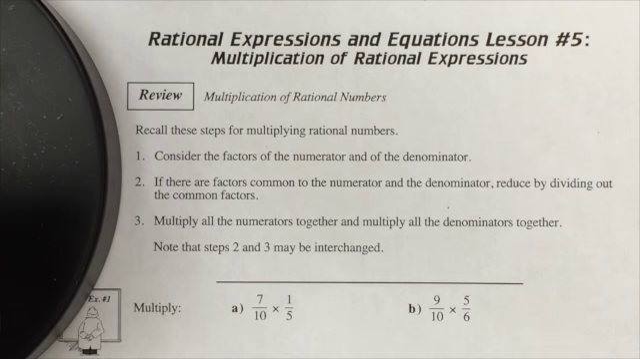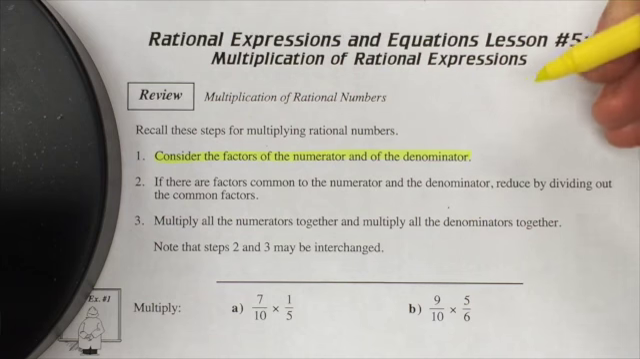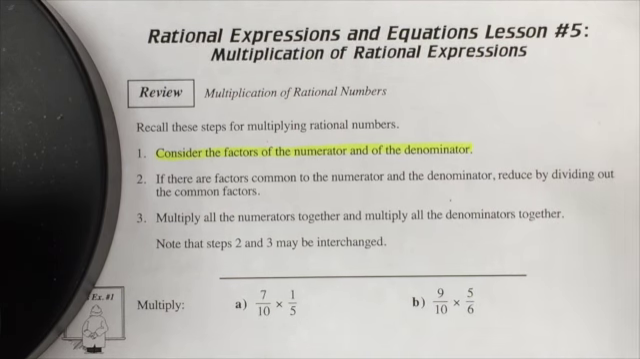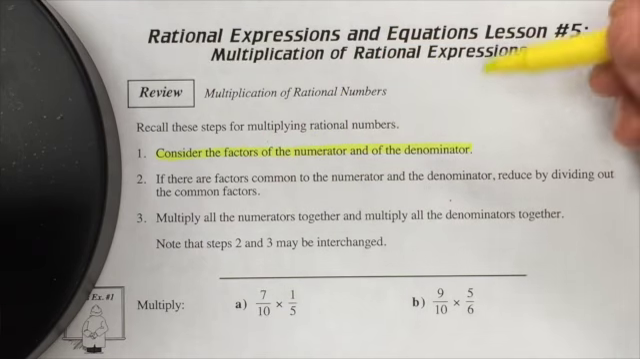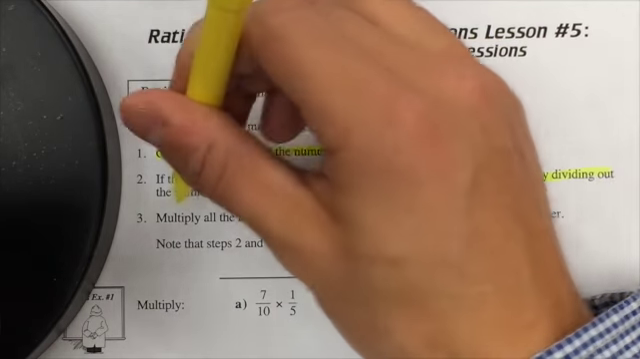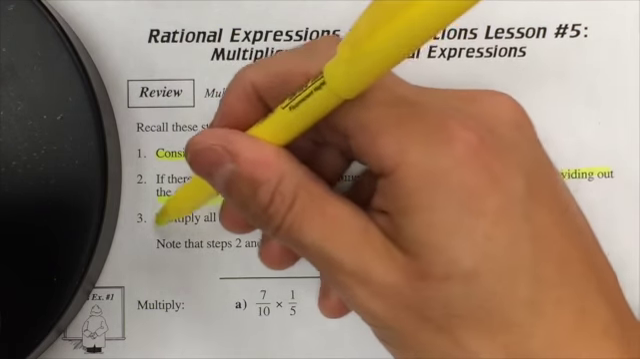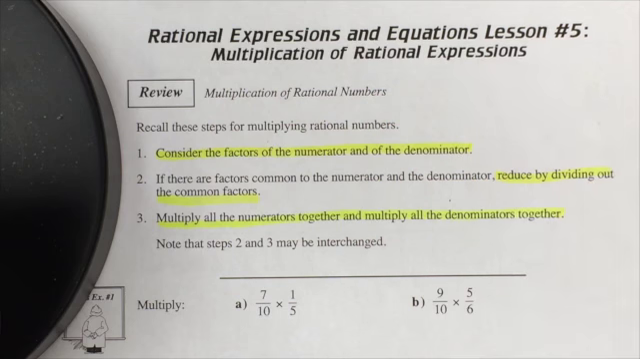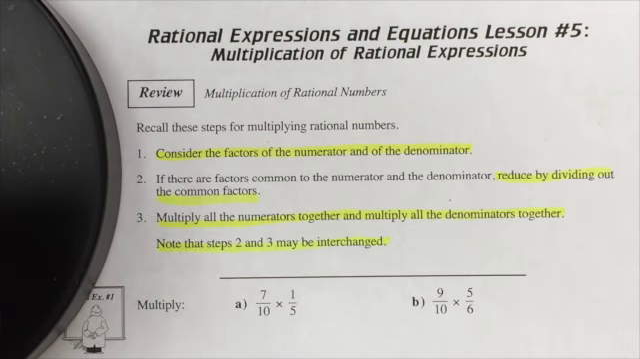So, when we're multiplying rational numbers, we need to consider the factors of the numerator and the denominator. So what numbers go into both the top and the bottom. If there are factors that are common, we can reduce by dividing out the common factors. And the next step is to multiply all the numerators together and the denominators together, just like you would in a regular fraction. So let's look at these first two examples.